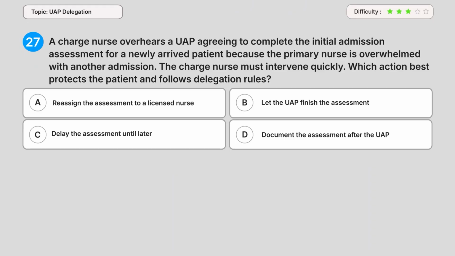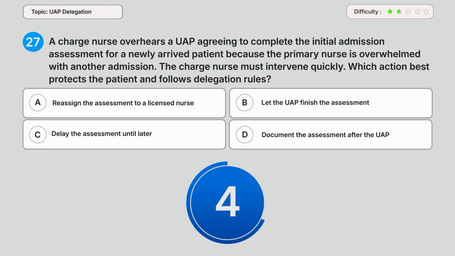A. Reassign the assessment to a licensed nurse. B. Let the UAP finish the assessment. C. Delay the assessment until later. D. Document the assessment after the UAP. Can you guess the answer?